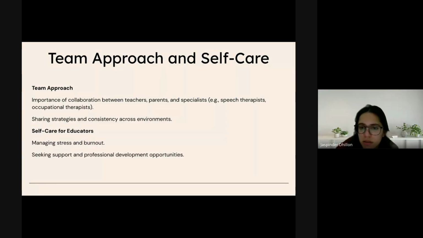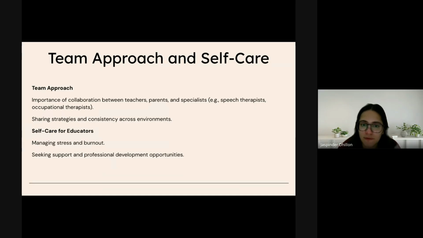One last slide, which is about team approach, which is really important, that you're not alone in this, and that it's important to collaborate with the teachers within the classroom, the parents, and any other specialists which are involved, such as speech therapists or occupational therapists. It's really important that there's a consistency across the environments that the child is in, whether it be home, school, and therapy, and help reinforce skills and behaviors, and maintain this consistency.